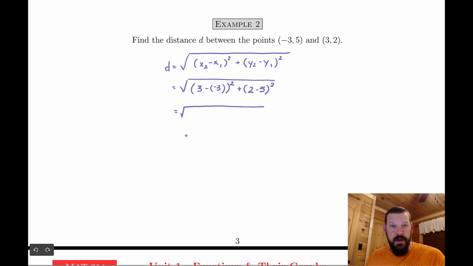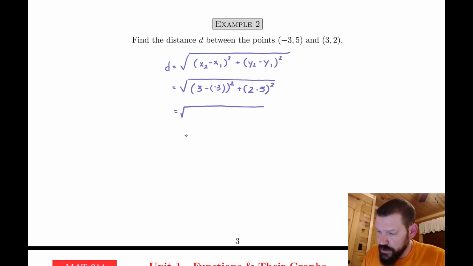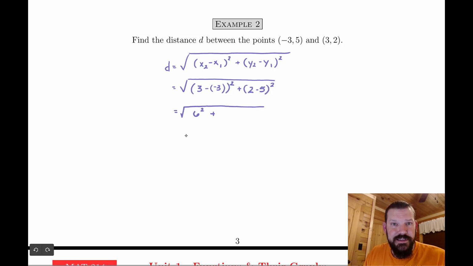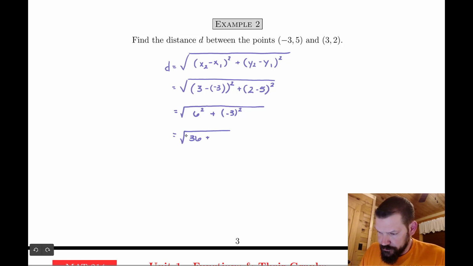And 3 minus -3 is the same as 3 plus 3, so we end up with 6 squared. And then 2 minus 5 is -3. -3 squared is +9. I'm just going to do it this way, not jump ahead. And then when I square 6, we get 36. Like I said a second ago, -3 squared is 9. So we get the square root of 45.